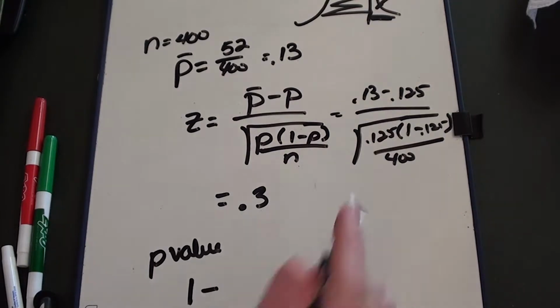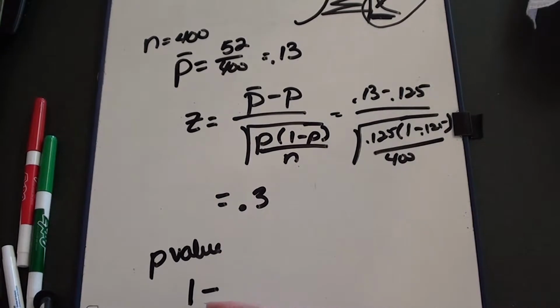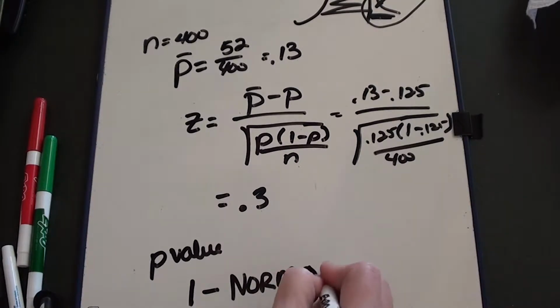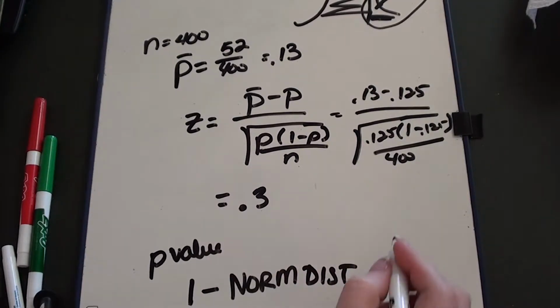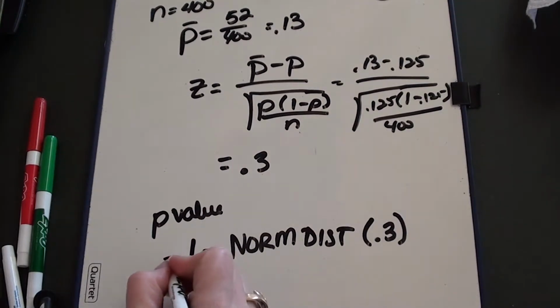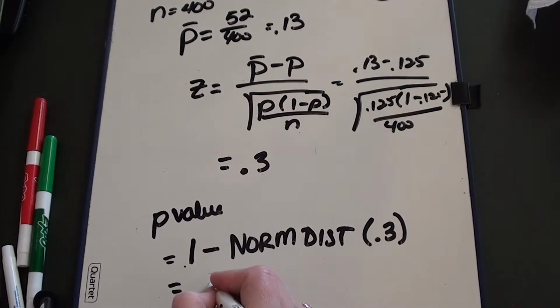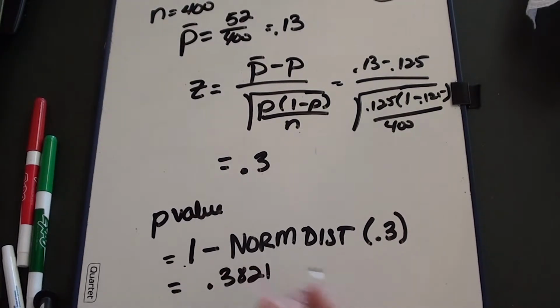So if you're looking for the little tail area that's on the upper end, the upper tail, then you always have to do 1 minus, and then we'll do our normal distribution. Okay, and we're going to be doing that of 0.3. You just plug in your z-value. So you'll type the formula in Excel, 1 minus, and then the function of normal distribution of 0.3. And when you put that into Excel, you end up getting a p-value of 0.3821.